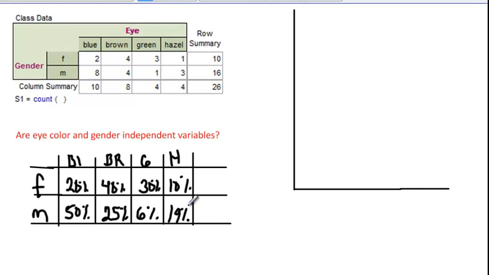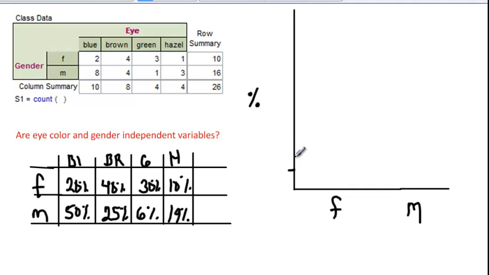Now, to determine if these two variables are independent variables, I would like to create a segmented bar graph. So a segmented bar graph will compare two variables. I'm going to have my gender on the x-axis here, so I have females and males, and I'm going to have the relative frequency or the percentage. Never use the counts when doing a segmented bar graph. Always use relative frequency.